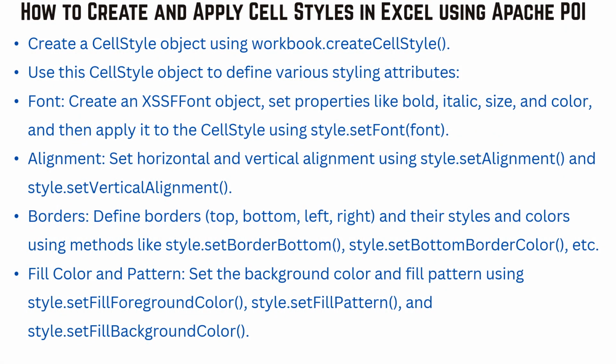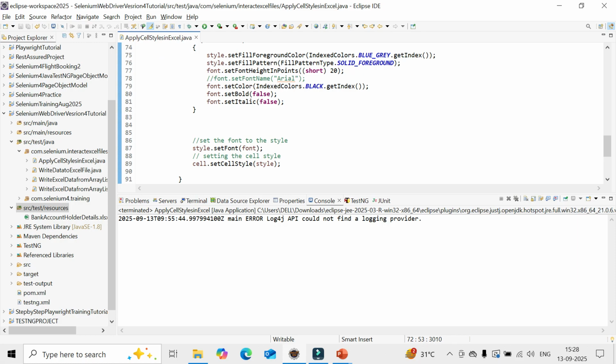Now you also learned how to create and apply cell style in Excel using Apache POI. You can create a cell style object using workbook.createCellStyle, and using that cell style object define the various styling attributes like font, alignment, border. Also you can fill the color and pattern as well. So that is the way you are able to write the Excel file, and you are also able to change the styling of the Excel sheet.